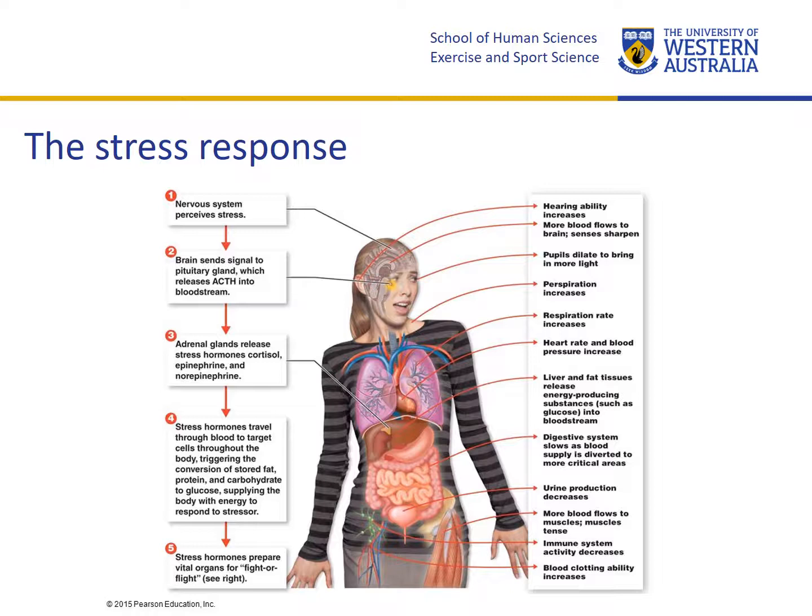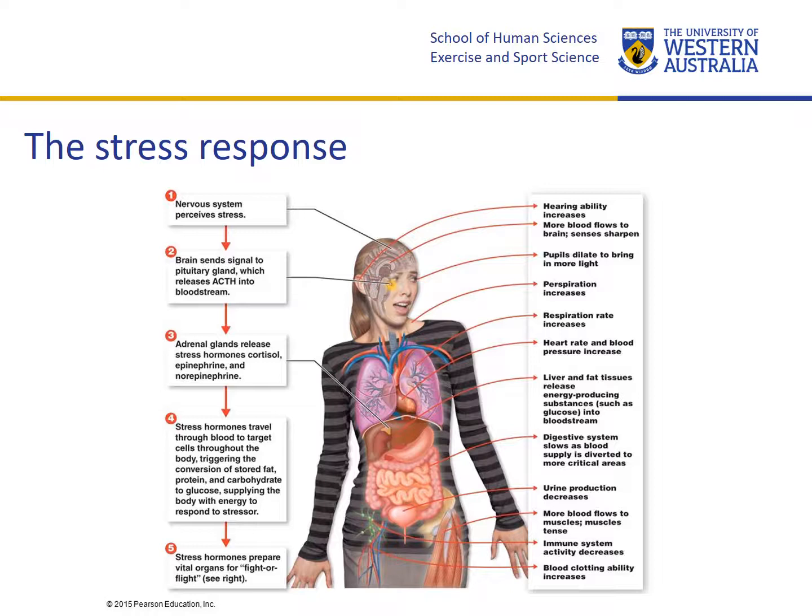But also, what that cortisol, epinephrine and norepinephrine does is release stored fuel so that it's there ready for action. So the liver and fat tissues release energy producing substances, so basically the liver produces glucose, for example, and releases this in the bloodstream so it's there ready for action. The digestive system sort of shuts down and slows blood supply to the GI tract because instead blood wants to be diverted to more critical areas like the brain and the muscles to be ready for action. So that's often why when you do feel stressed or particularly anxious, you can get some effects on your digestive system. Other effects include a decrease in urine production.